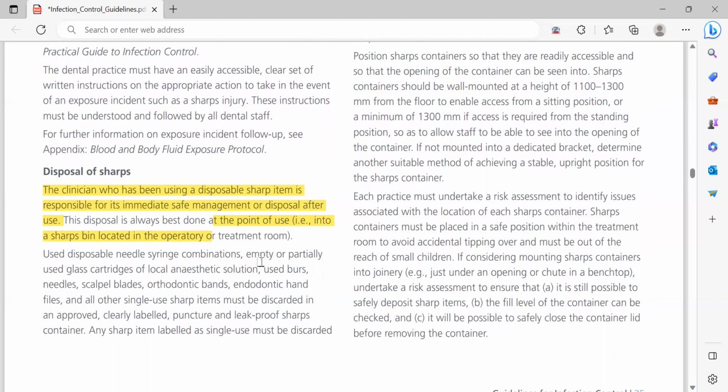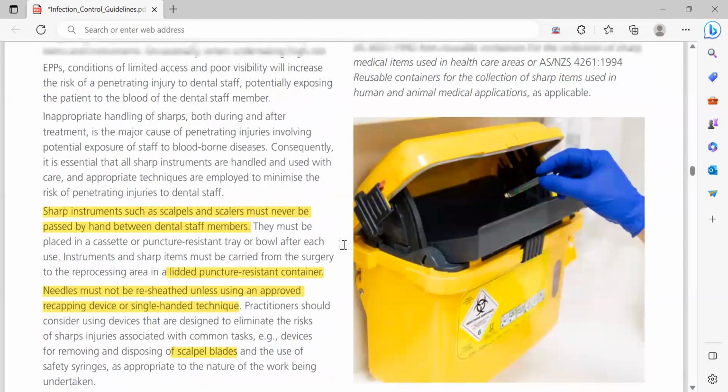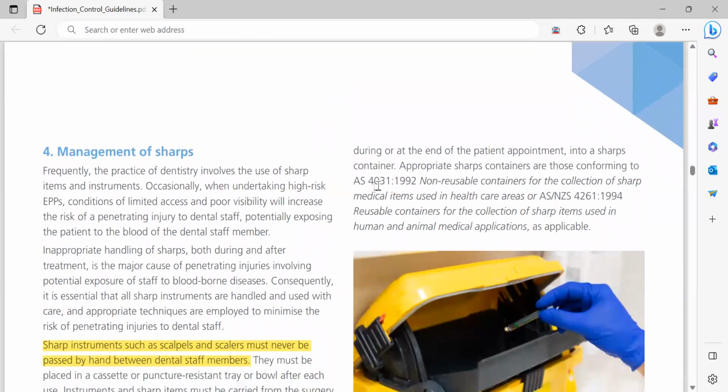Used disposable needle syringe combinations, empty or partially used glass cartridges of local anesthetic solution, used burrs, needles, scalpel blades, orthodontic bands, endodontic hand files, and all other single use sharp items must be discarded in an approved and clearly labeled puncture and leak proof sharp container. Any sharp item labeled as single use must be discarded during or at the end of the patient's appointment into a sharp container.